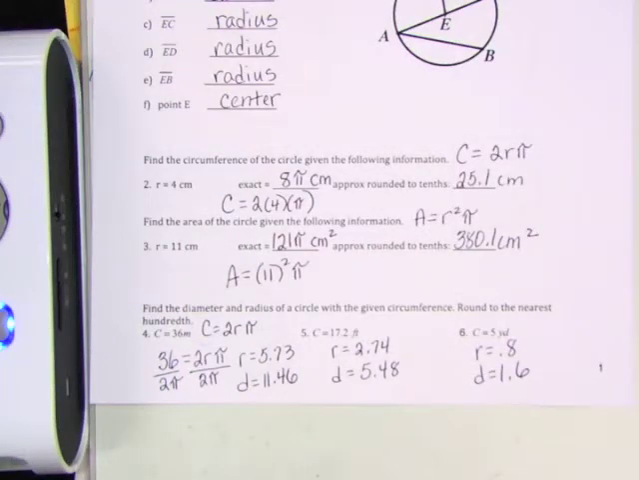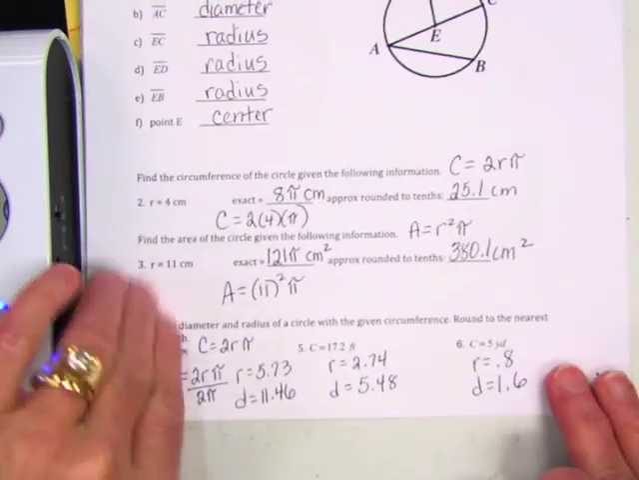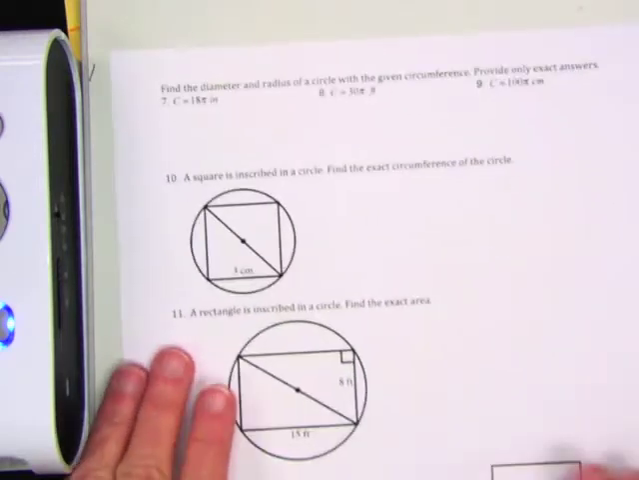So now that you have completed number 5 and number 6, you can check your answers. And then we can turn the page to complete the opposite side's notes.